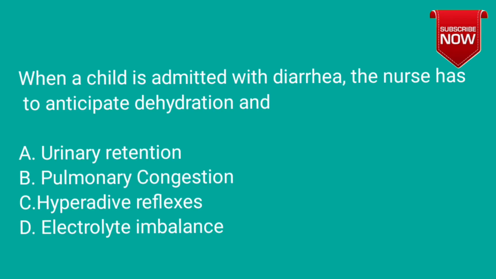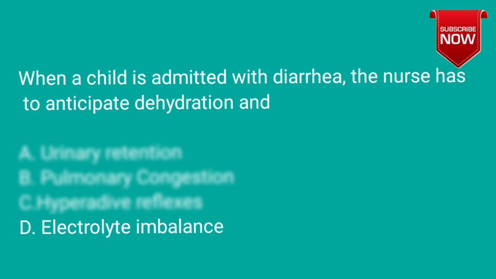When a child is admitted with diarrhea, the nurse has to anticipate dehydration and option A urinary retention, option B pulmonary congestion, option C hyperactive reflexes, option D electrolyte imbalance. The correct answer is option D electrolyte imbalance.